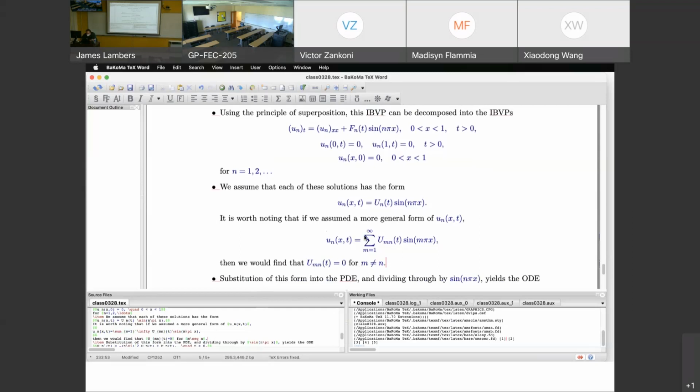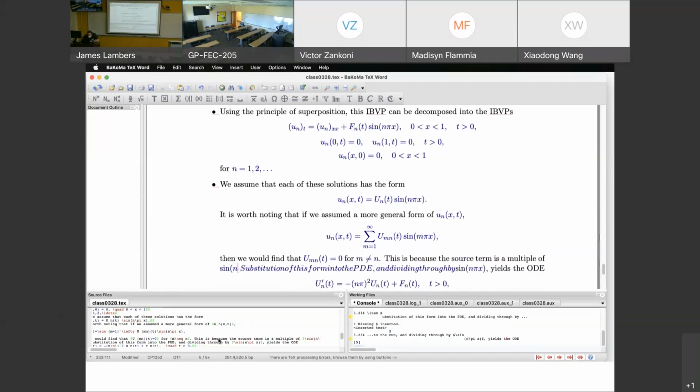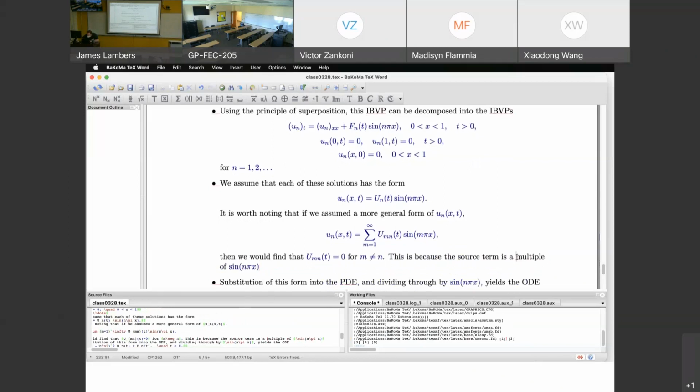So in other words, yes, I could assume a form like this. That's more comprehensive. But the only term in here that would matter is when m is equal to n. So I might as well just go with this. It's the only way I'm going to get something that's non-zero anyway. What makes this assumption work is that the source term is a scalar multiple of sine n pi x.